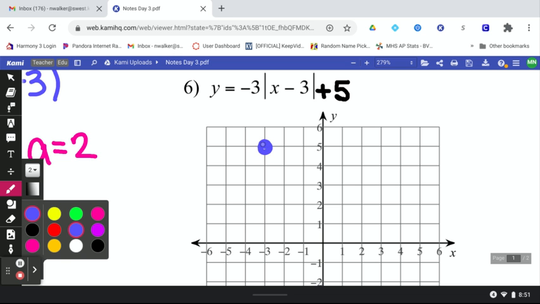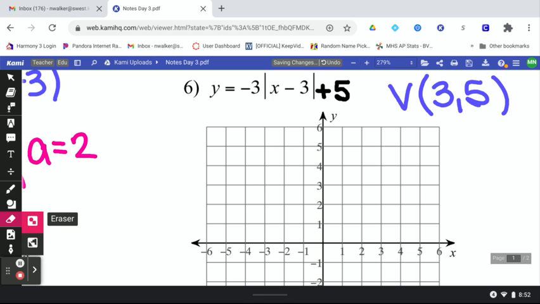All right, do you guys agree or disagree with my vertex? Disagree. What's wrong with it? It's just bad. It needs to be mirrored over. Well, what part of it's wrong? The x coordinate or the y coordinate? All right, what should the x coordinate be? 3. All right, it should be 3, 5, not negative 3, 5.